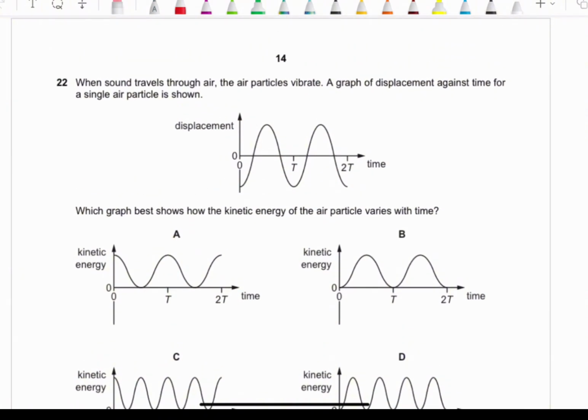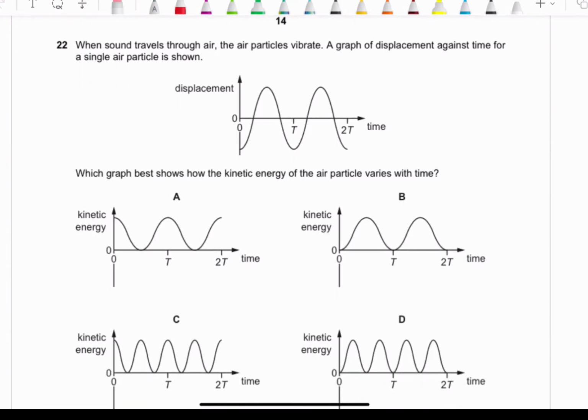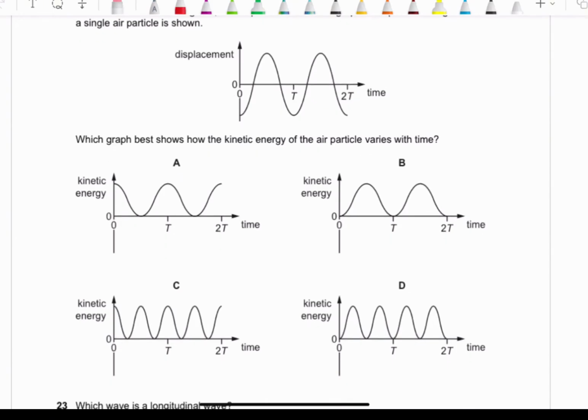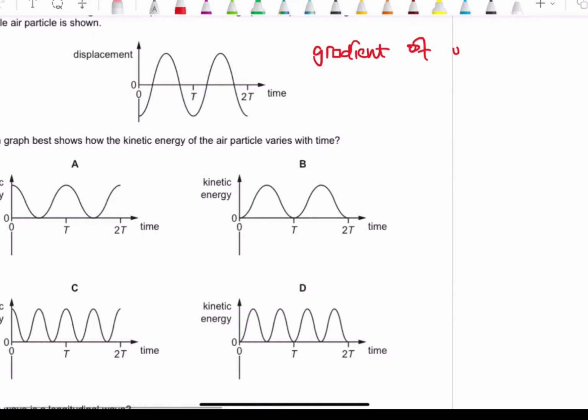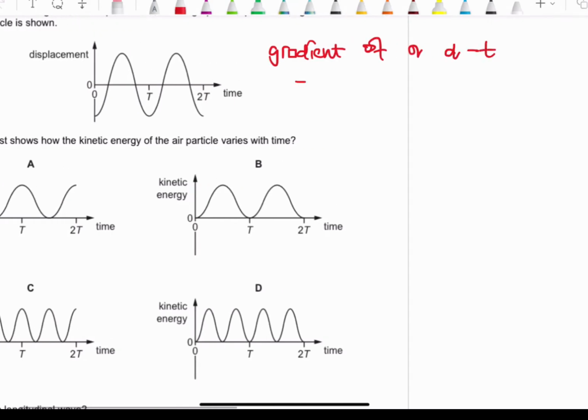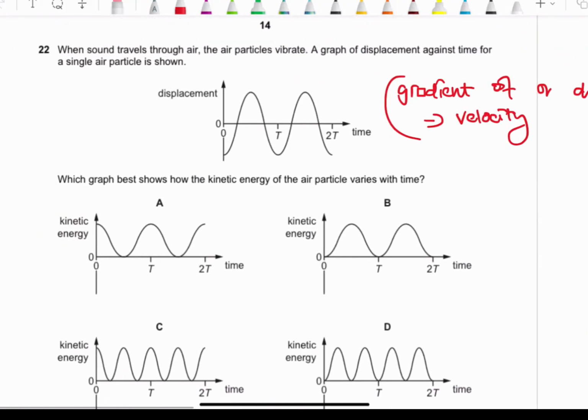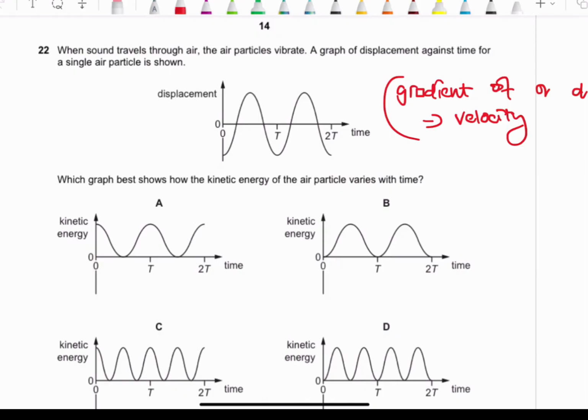Question 22. When sound travels through air, the air particles vibrate. A graph of displacement against time for a single air particle is shown. Which graph shows how the kinetic energy of the air particles varies with time? Okay, so get this. The gradient of a displacement-time graph is actually equivalent to my velocity. That is something that is very instrumental.